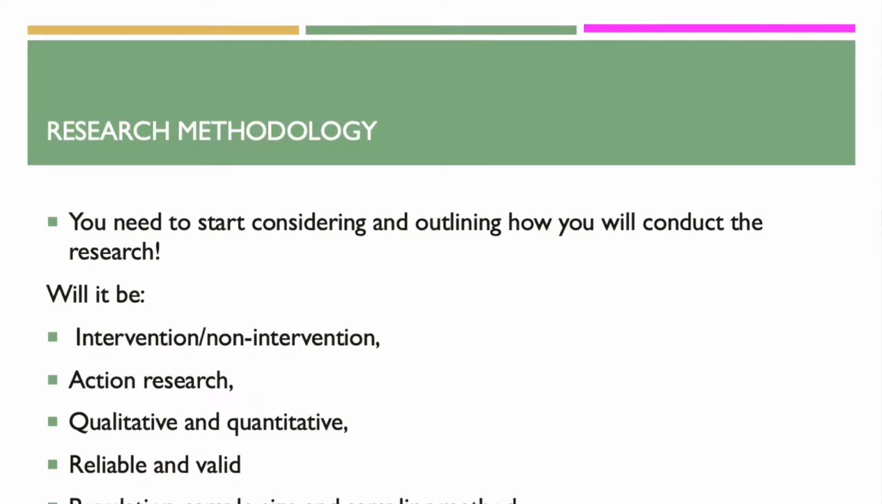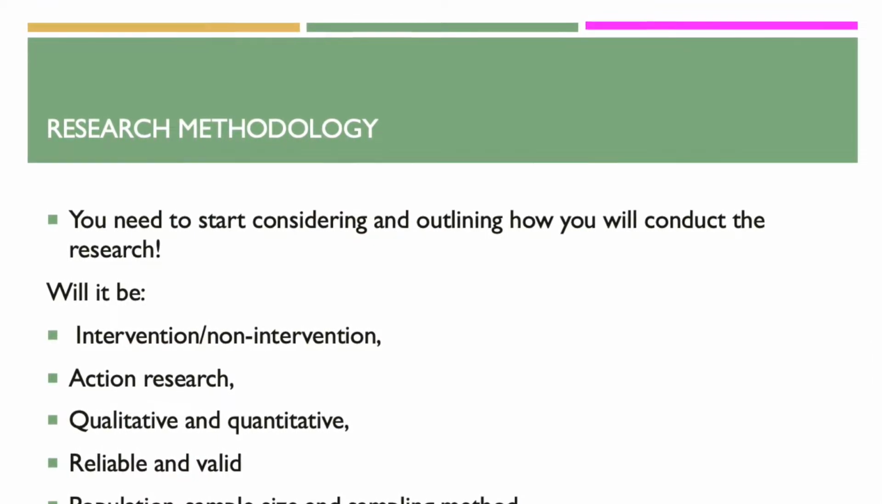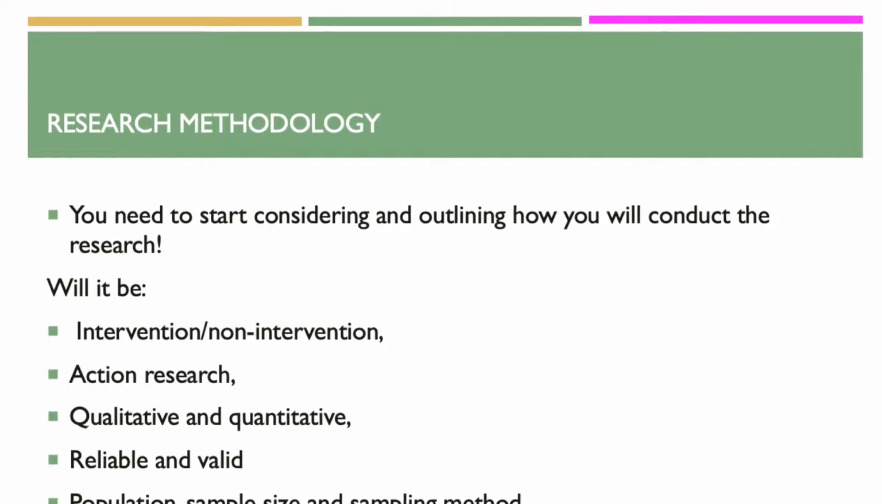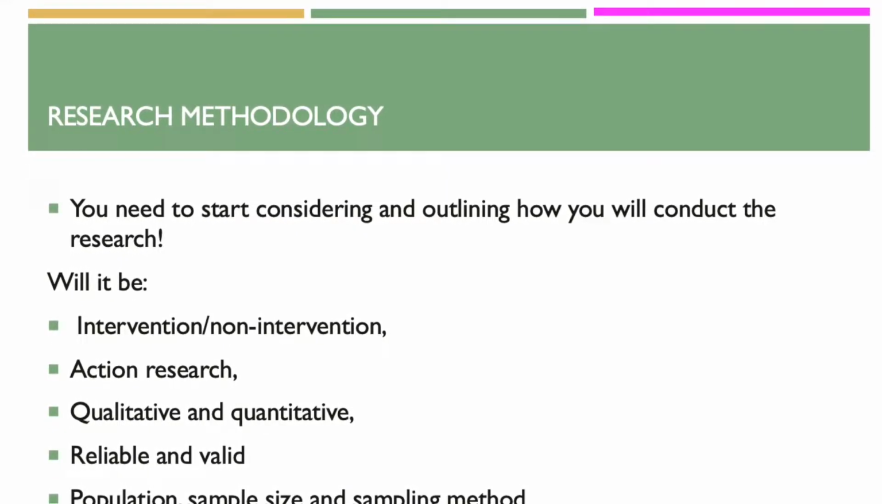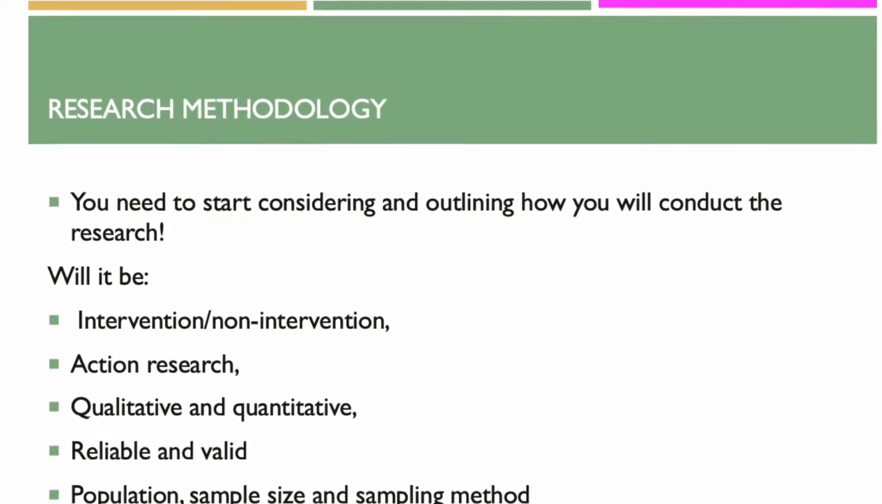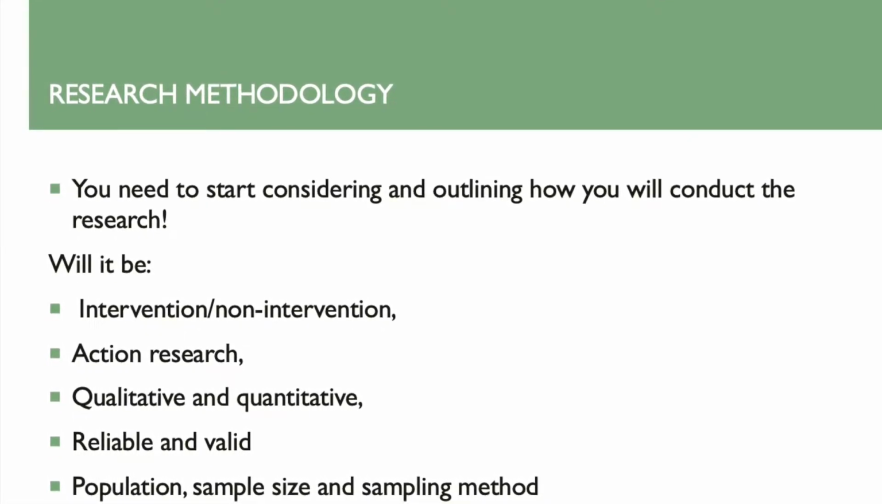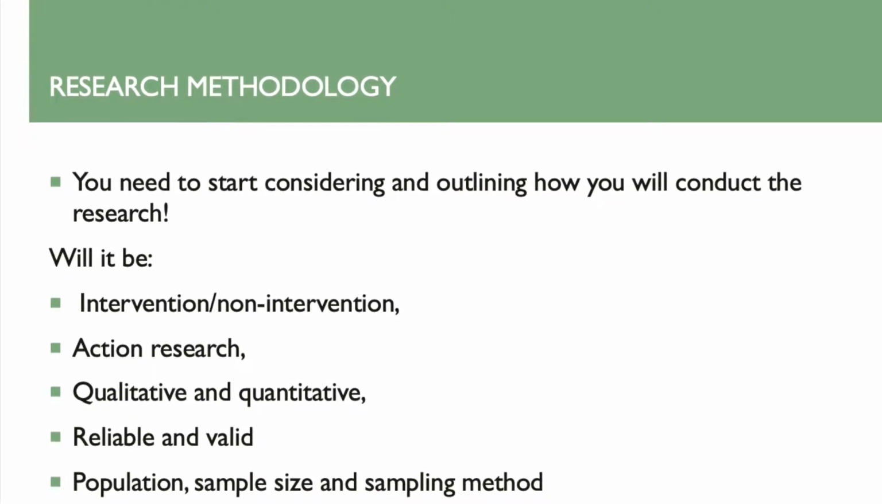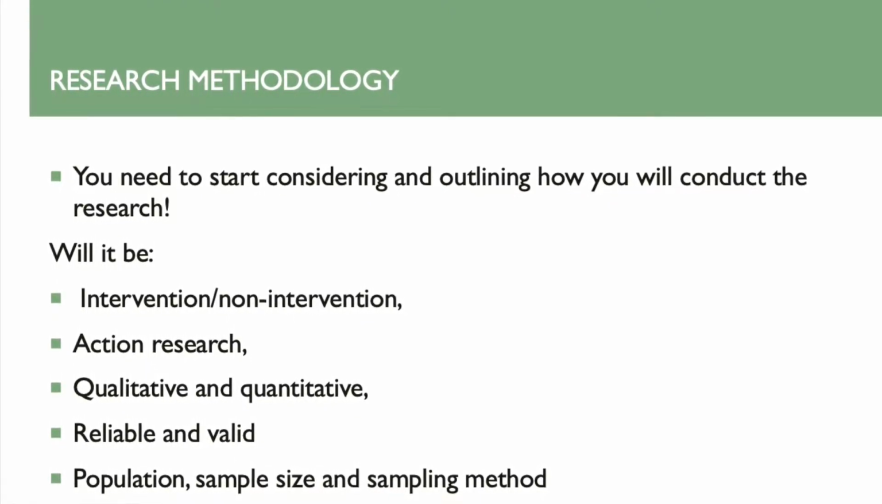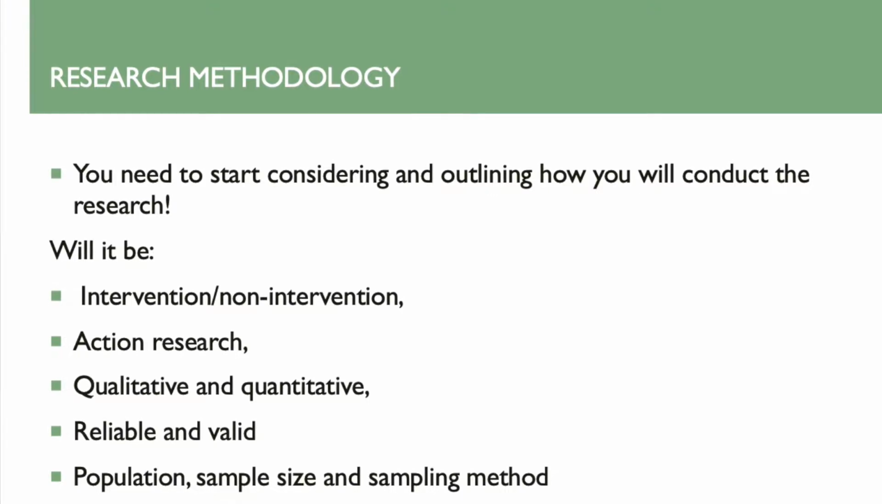So in this section, you need to know what you're going to do and why. You don't need to go into loads of detail, but you do need to have the structure and the ideas in place. Things that you should consider at this point are, is it intervention or non-intervention? Will you be doing action research? Will your data that you collect be qualitative or quantitative? Will your data be reliable and valid? How will you gather your sample size? What is your sampling method?